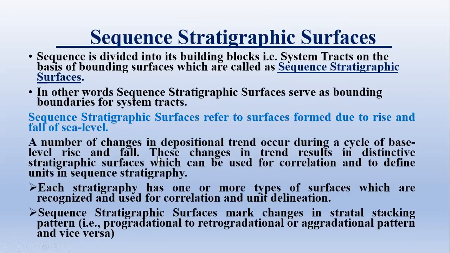Here you can see that a number of changes in depositional trend occur during a cycle of base level rise and fall. These changes in trend result in distinctive stratigraphic surfaces which can be used for correlation and to define units in sequence stratigraphy. Each surface is recognized and used for correlation and unit delineation. Sequence stratigraphic surfaces mark changes in stratal stacking pattern, that is progradational to retrogradational or agradational pattern and vice versa.